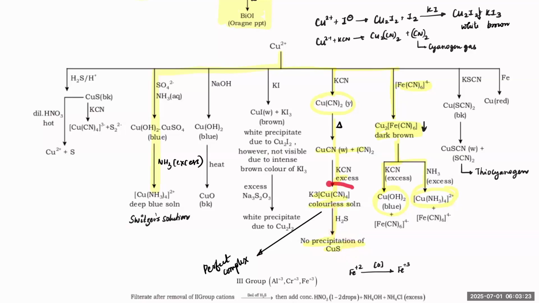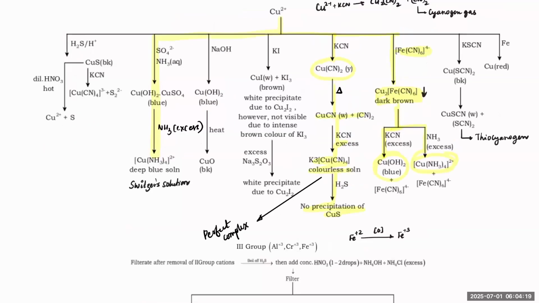Now, a complex which does not form a precipitate with any of the ions is called a perfect complex. So this is forming a perfect complex which does not react with H2S again to form any precipitate. Next, copper 2 plus will also react with K4[Fe(CN)6]. For this complex, copper 2 plus connects, removing the potassium, and you get a dark brown precipitate. When you react this with excess KCN, it converts into a blue colored precipitate. With ammonia, it becomes a complex. Got it? Any doubt here, beta?